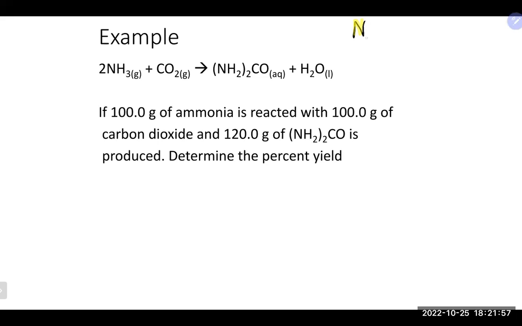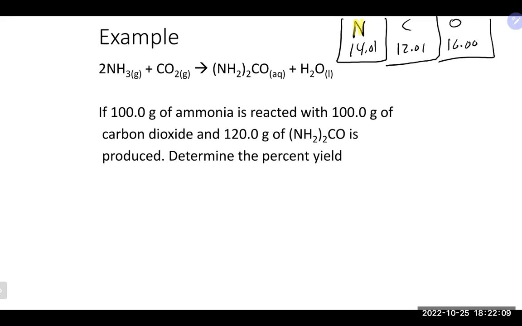So nitrogen is 14.01, carbon 12.01, and oxygen, I think you need 16. All right, so take a few moments here. We want to calculate the percent yield, starting with 100 grams basically of both reactants. See what you come up with.